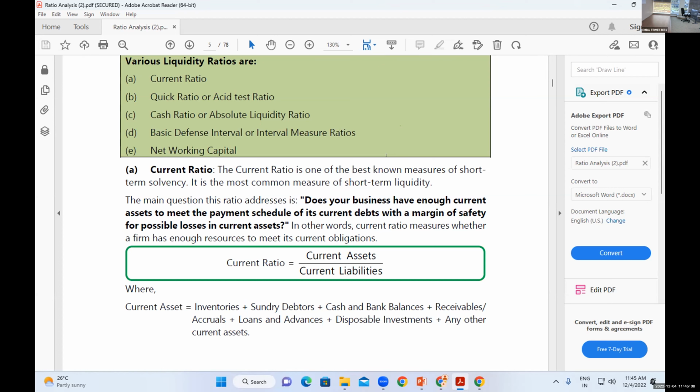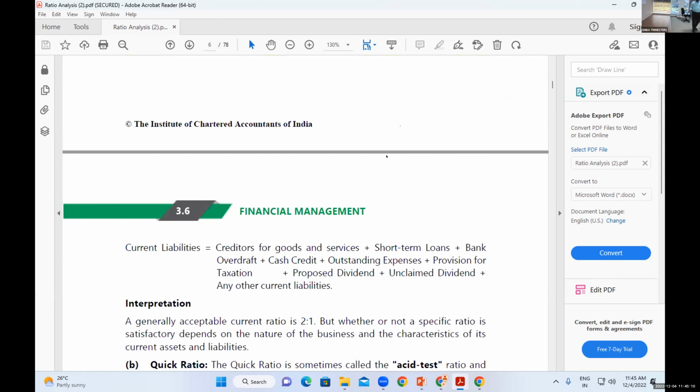So what is a current liability? Any liability which demands that you repay or settle it within one accounting period is called a current liability. Examples of current liabilities: creditors, short-term loans, bank overdraft, cash credit, outstanding expenses, provision for taxation, proposed dividend, unclaimed dividend, and any other current liabilities.